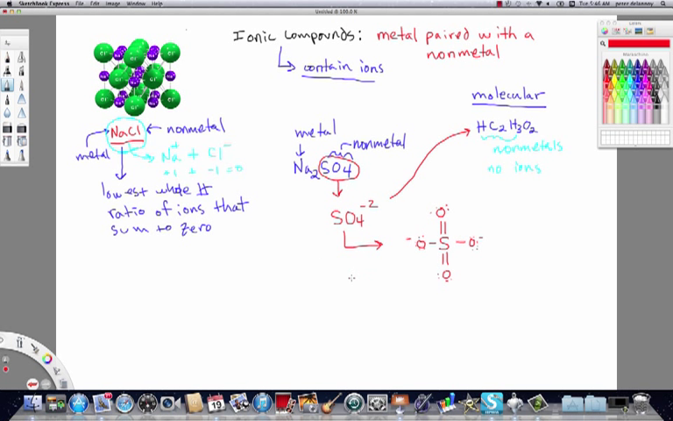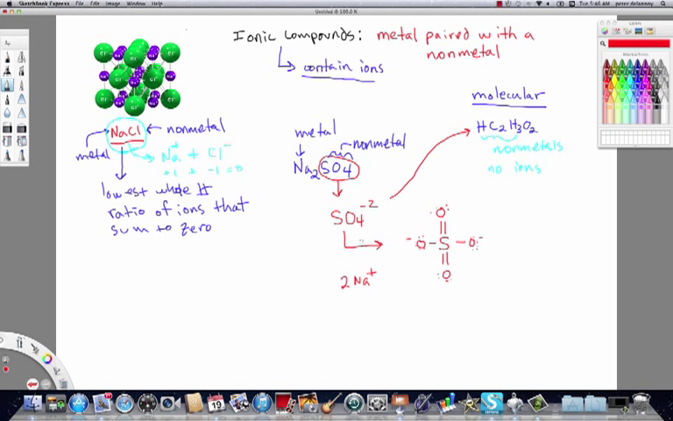Notice that there's 2 sodiums, and we need 2 of these sodiums in order to cancel the charges on the sulfate, because the sulfate has got a total of 2 negative charges on it, and therefore we're going to need 2 sodium ions in order to keep this entire formula with a net charge of 0 on it.